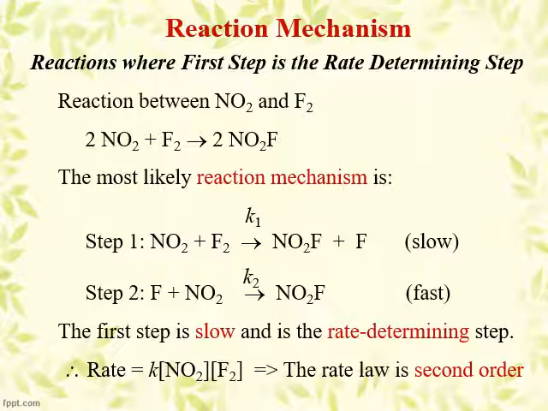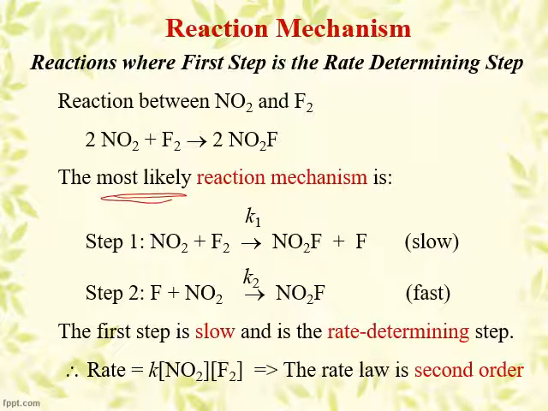So a reaction where the first step is the rate determining step is very easy, because we can deduce the rate law directly from the first step. If we look at another example here, the reaction between nitrogen dioxide and fluorine to produce nitrogen dioxide fluoride, this is the most likely reaction mechanism.